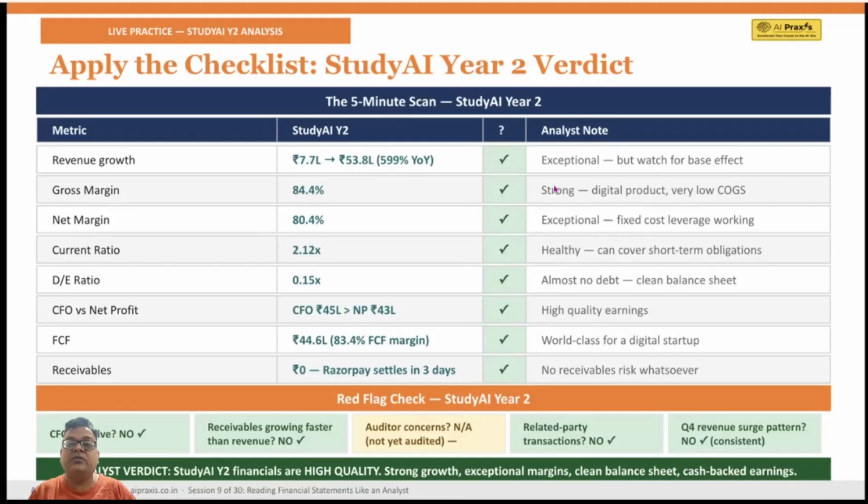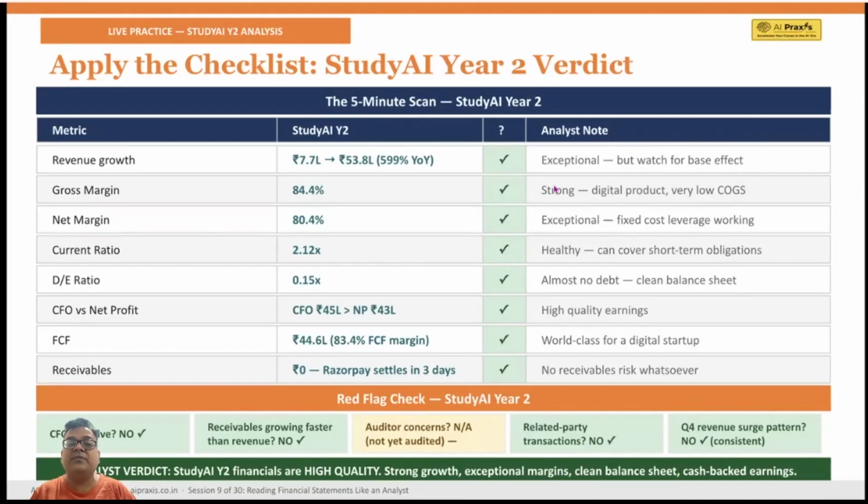So look at the gross margin, which is 84.4%. This is very strong. It clearly indicates a digital product business with very low cost of delivery. Net margin, look at it, is 80.4%. This is also exceptional. It shows that as revenue scales, the fixed costs are not increasing at the same pace. And this is what we call operating leverage.